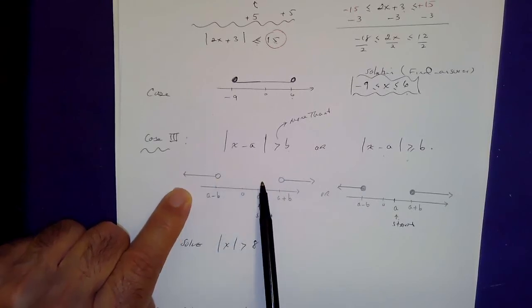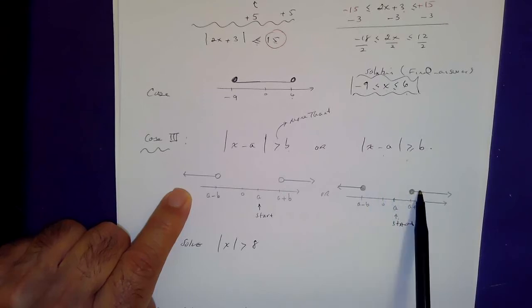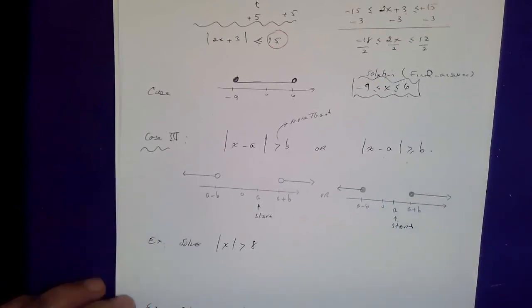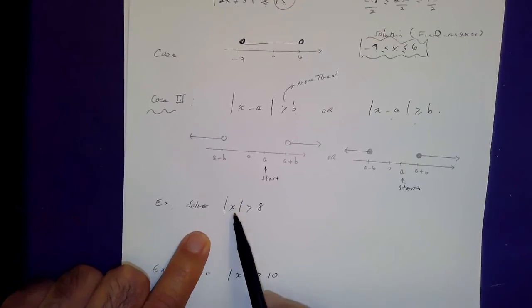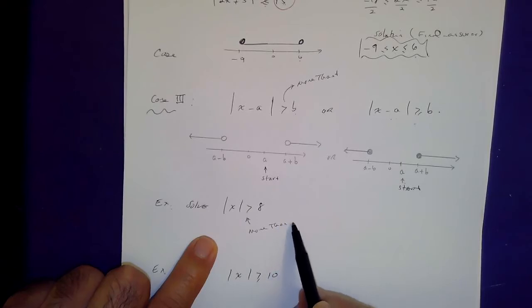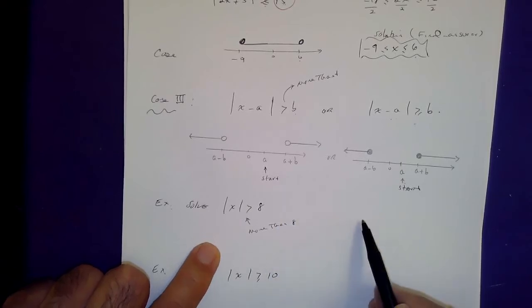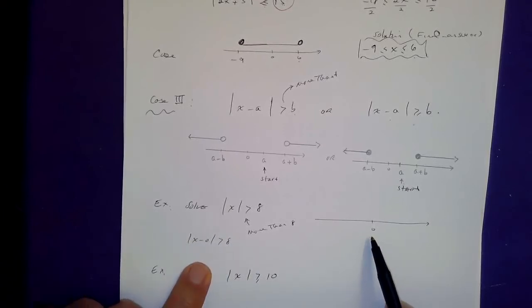Do you see it? So if you have an equal sign, the dots become positive. So when they say absolute value of x is greater than 8, remember, greater means more than 8. So what does that mean? That means on a number line, here is 0, because remember, I can write this as x minus 0 is greater than 8. So my starting point is 0.